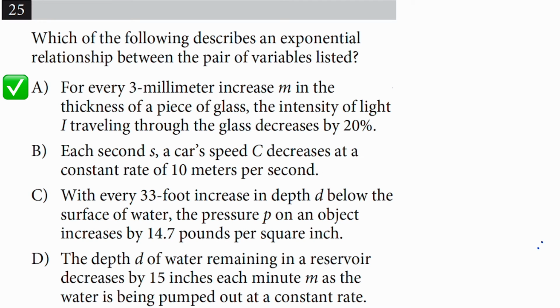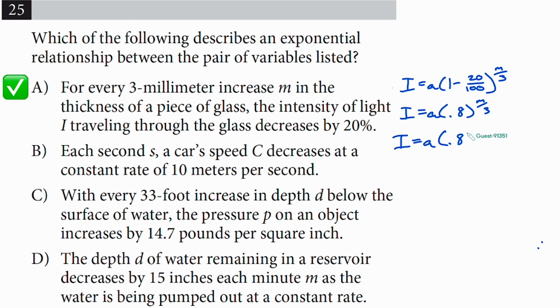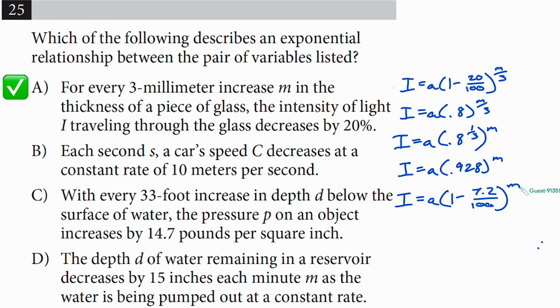Now, I can tell that a lot of you are not going to like that 3, so I challenge you to find the percentage decrease as m increases by 1 millimeter. And the answer is not 20 over 3. We have that I is equal to some constant times 0.8 to the m over 3, and if we push in that 1/3, we get a times about 0.928 to the m, and that means that when m increases by 1 millimeter, I decreases by about 7.2%.